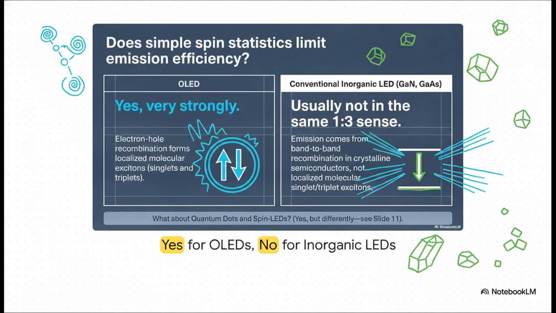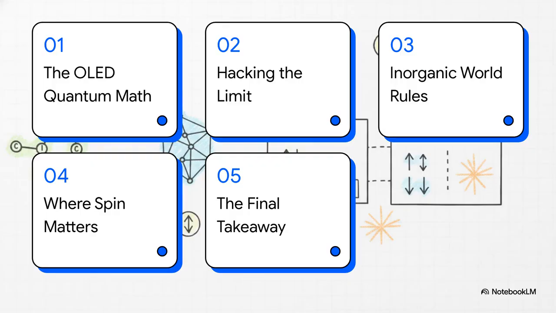It's wild. So here is our roadmap for today's explainer. We'll start by decoding the OLED quantum math, then we'll see how brilliant engineers are hacking that 25% limit. After that, we'll cross the border to learn the inorganic world's rules, check out some edge cases where spin actually still matters, and then wrap it all up with our final takeaway.